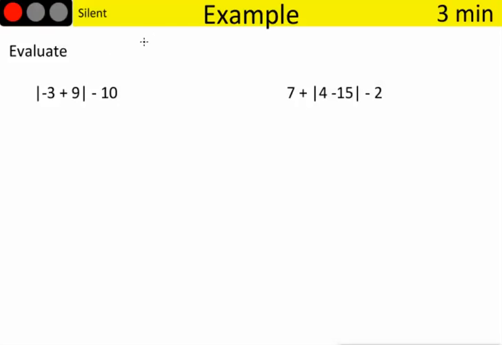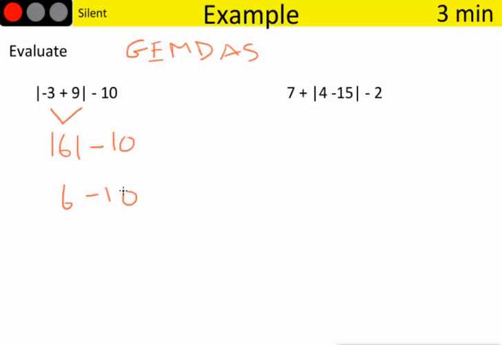Alright, so our order of operations goes grouping symbols, exponents, multiply and divide, and then add and subtract. So an absolute value symbol is a grouping symbol. So we're going to first evaluate what's inside of there. Negative 3 plus 9 is 6. So it's the absolute value of 6 minus 10. The absolute value of 6 is 6. And 6 minus 10 is negative 4.